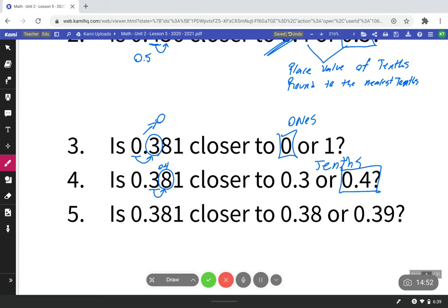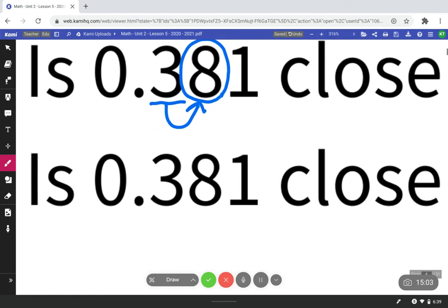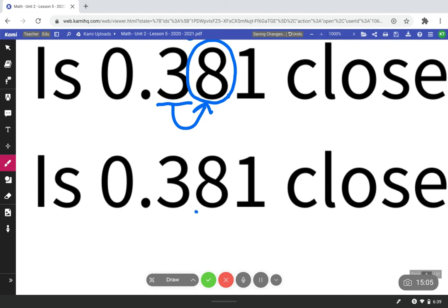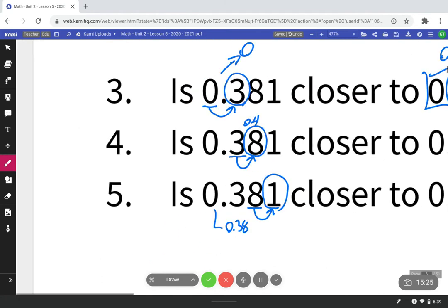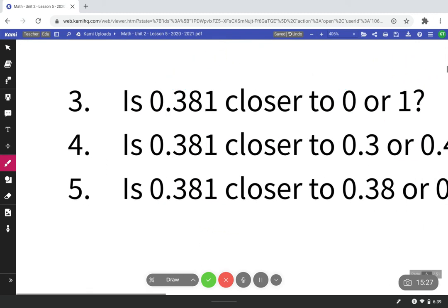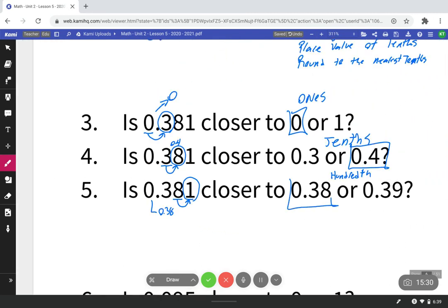Is 381 thousandths closer to 38 hundredths or 39 hundredths? These are both in the hundredths place. So that's what I'm rounding to. 3 is in the tenths, 8 is in the hundredths. So I go to the next place value to the right, and I use that as my reference. 1 is less than 5, so 8 stays the same. This rounded number is going to be 38 hundredths. So 381 thousandths is closer to 38 hundredths than it is to 39.